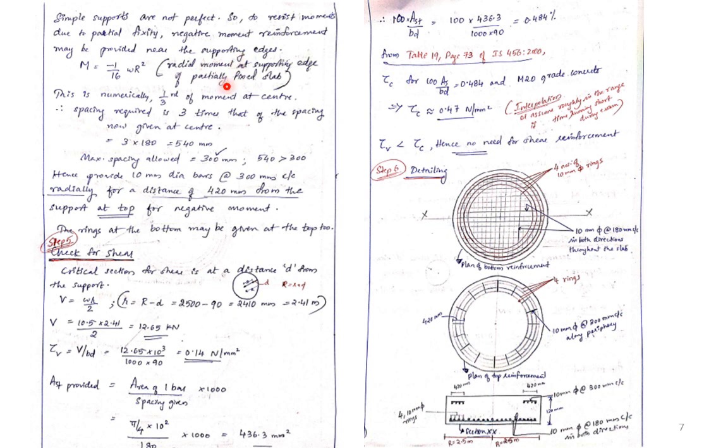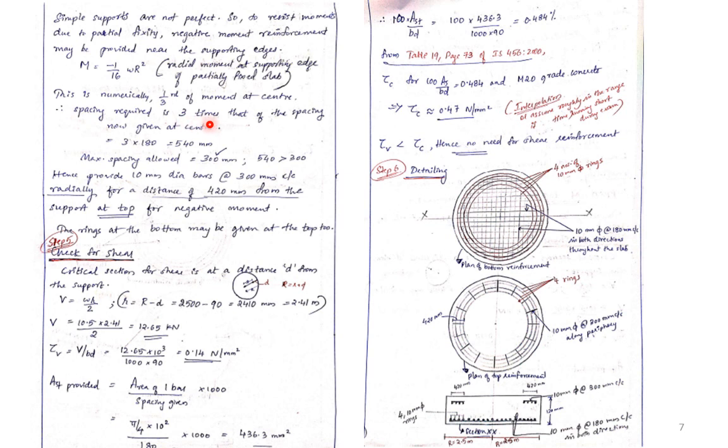What is the radial moment? If you observe the formulas, it will be seen as M is equal to minus 1 by 16 w r square, which is the radial moment at supports of a partially fixed slab. So minus 1 by 16 w r square. The maximum moment here in simply supported cases is 3 by 16 w r square. So this value is almost numerically 1 by 3rd of the moment at center. So the spacing required will be 3 times that of the spacing given at the center. Moment is almost reduced to 1 by 3rd value.